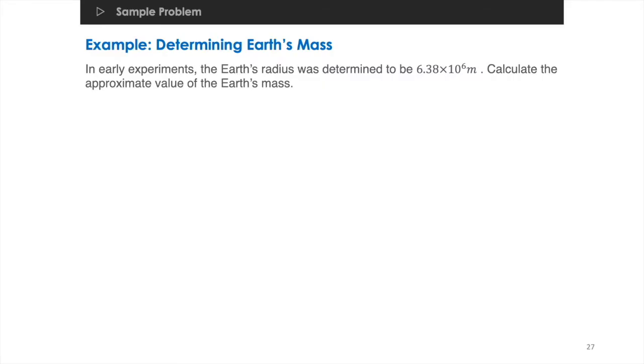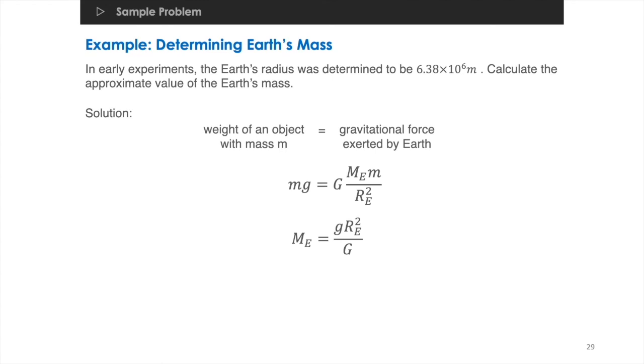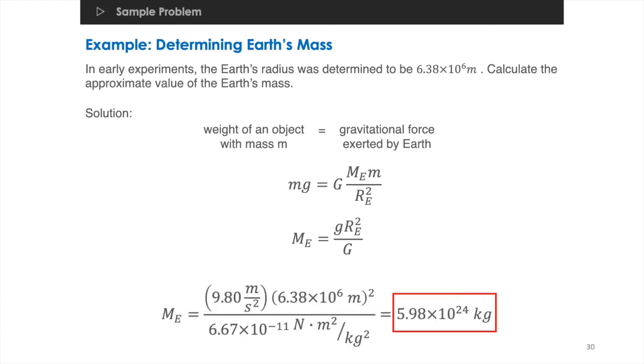Let's try this sample problem. In early experiments, the Earth's radius was determined to be 6.38 times 10 raised to 6 meters. Calculate the approximate value of the Earth's mass. Since our target quantity is the Earth's mass, we need an equation where the Earth can interact with another object. And I'm talking about Newton's universal law of gravitation. Recall that any kind of weight is essentially a force due to Earth's influence or gravity, so we can equate the two expressions. And from here, the mass of any object cancels out, and we can rearrange this in terms of our target quantity. Plugging in the given in SI units, the mass of the Earth is 5.98 times 10 raised to 24 kilograms.